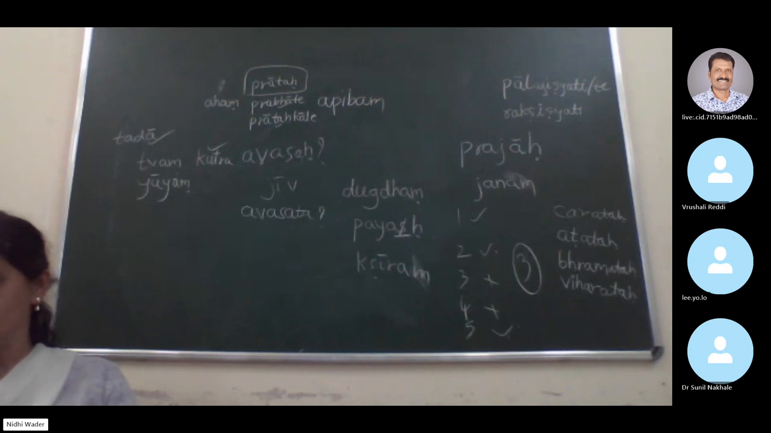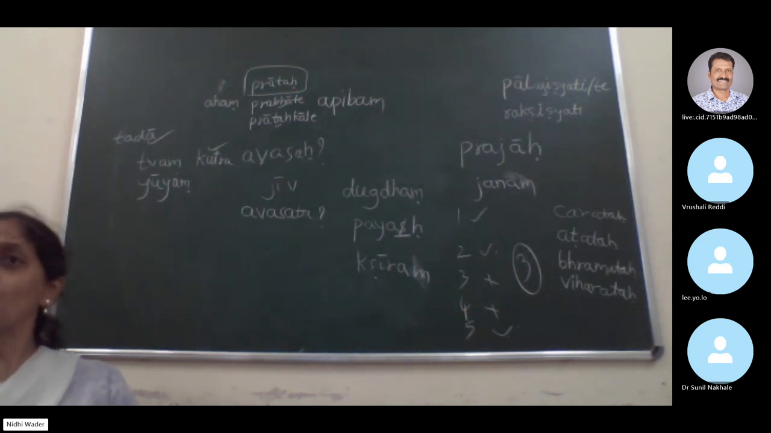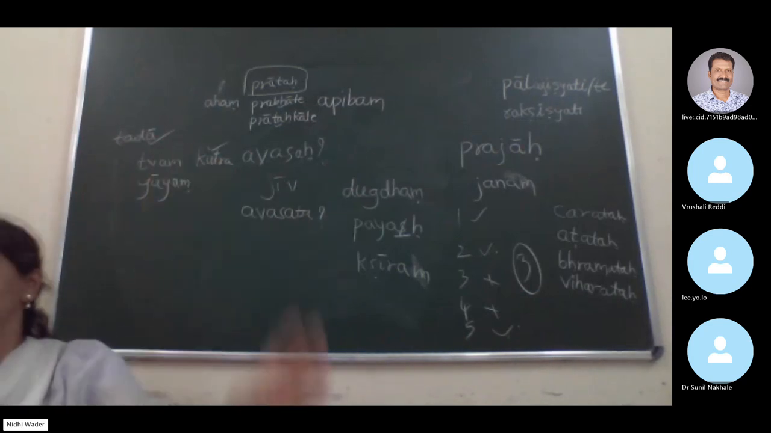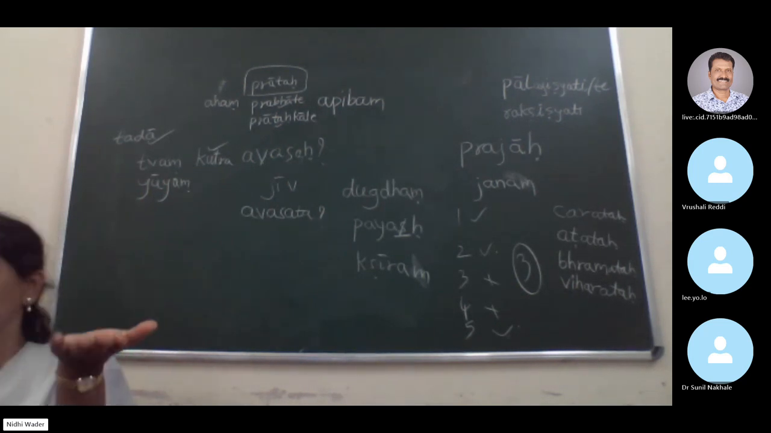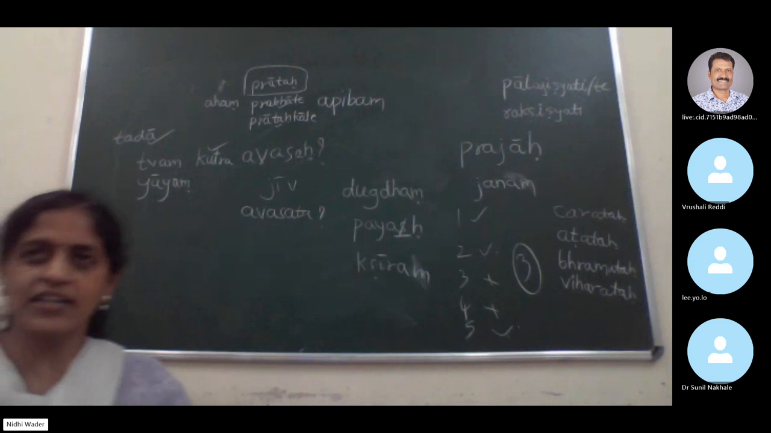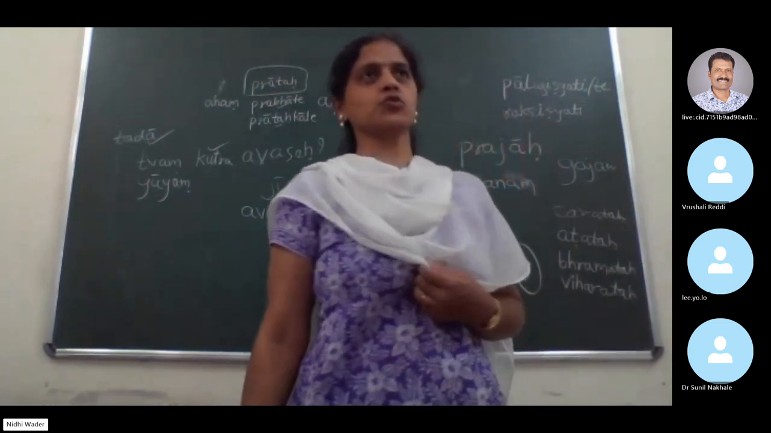Gajau vane ramataha. Correct. Gajau vane ramataha. Gajau aranye ramataha. Now again, there are many words for gajau. So even if you use other words for gajau, that will also be given correct. In the forest, so locative. Gajau because it's dual. I'll write gajau for you if you want, because two elephants.